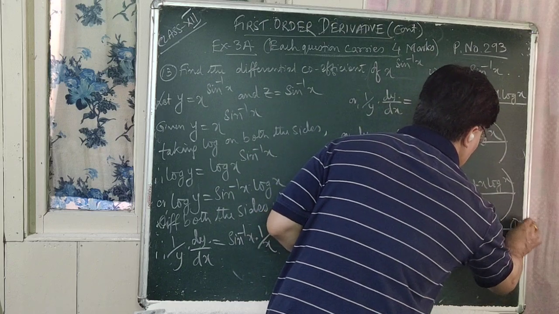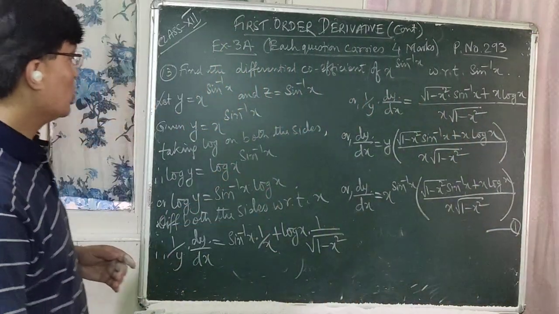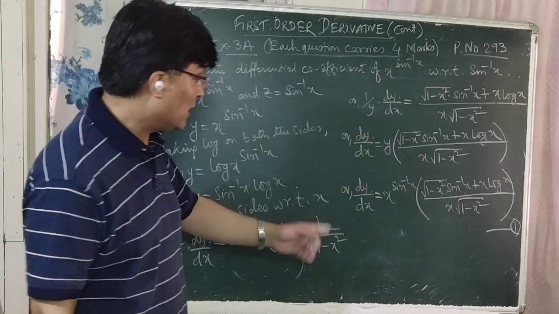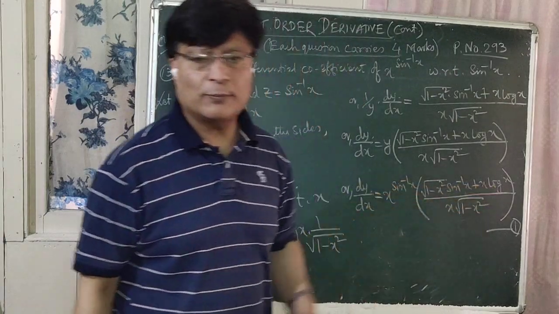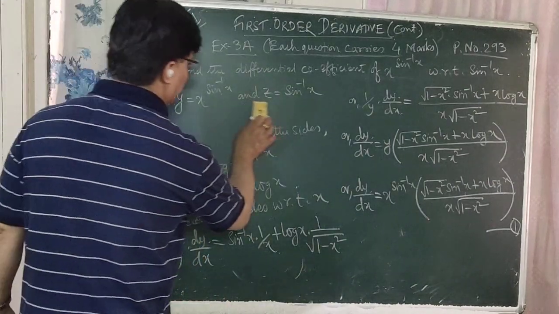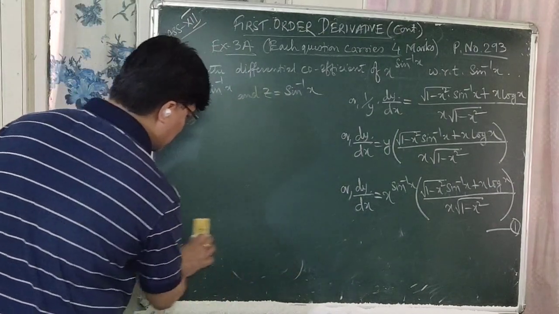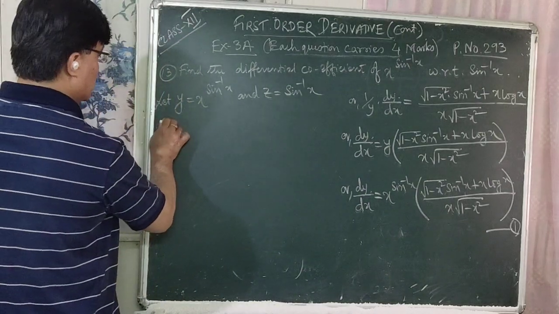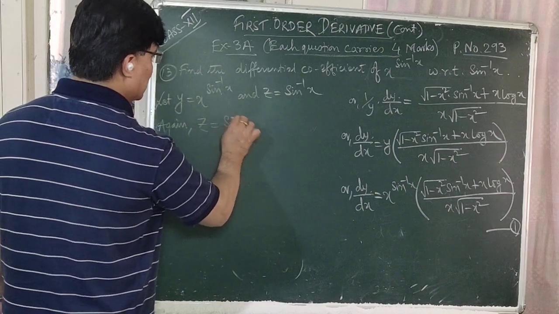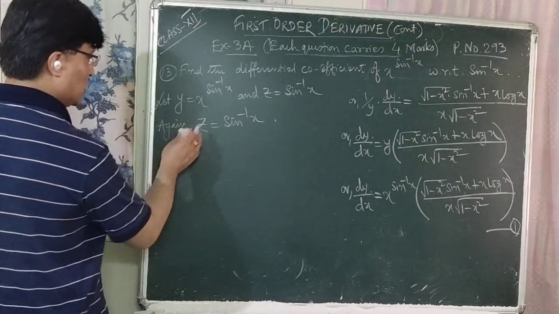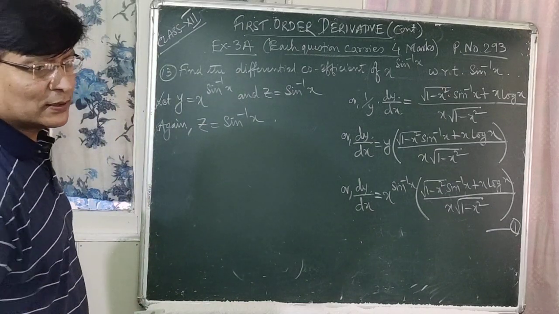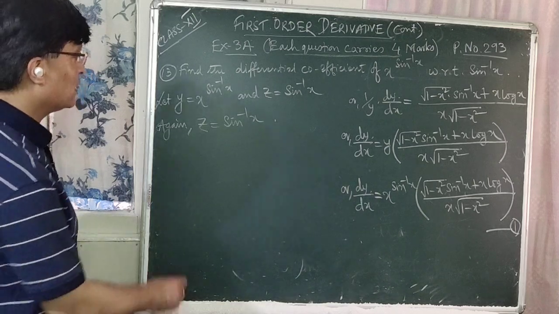Suppose this is your number 1. So y is equal to x to the power sine inverse x is differentiated. And we got the value for dy by dx here, and suppose it is marked number 1. Okay. So now we have to find out dz by dx now. So again, here what is z? Z is equal to sine inverse x, right? So this is the simplest function to be differentiated, isn't it?